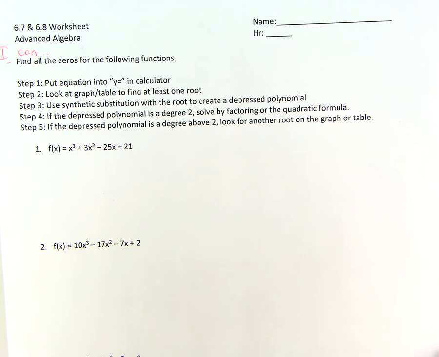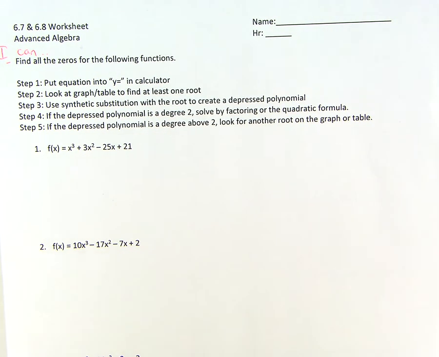There's steps here, so there's steps 1 through 5. First step, put the equation into the y equals in the calculator. There's that button there in the top left corner. Step 2, look at the graph or the table to find at least one root. Step 3, then we're going to use what we did yesterday, synthetic substitution with the root to create a depressed polynomial and use that depressed polynomial to find the other two zeros, exactly what we did yesterday. If after you have the depressed polynomial, the degree is still above 2, we want to find the other root and then use that other root as well.